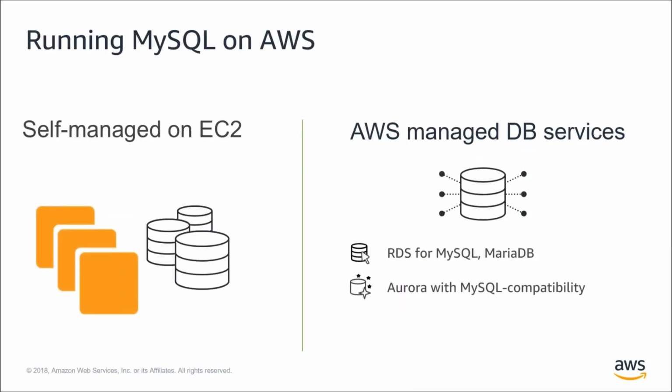So once you've got a MySQL-based application and you want to run it in the AWS cloud, you've got two primary options. Your first option is to run it as a self-managed database on Amazon EC2. And the second is that you can run your database as an AWS managed database service, such as Amazon RDS or Amazon Aurora. And we'll cover both of these in detail.